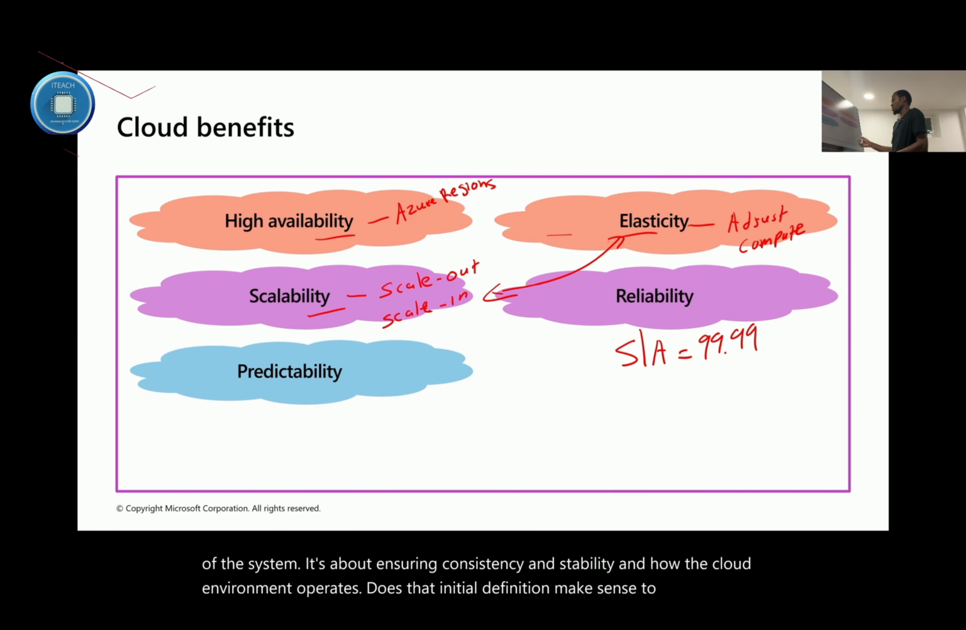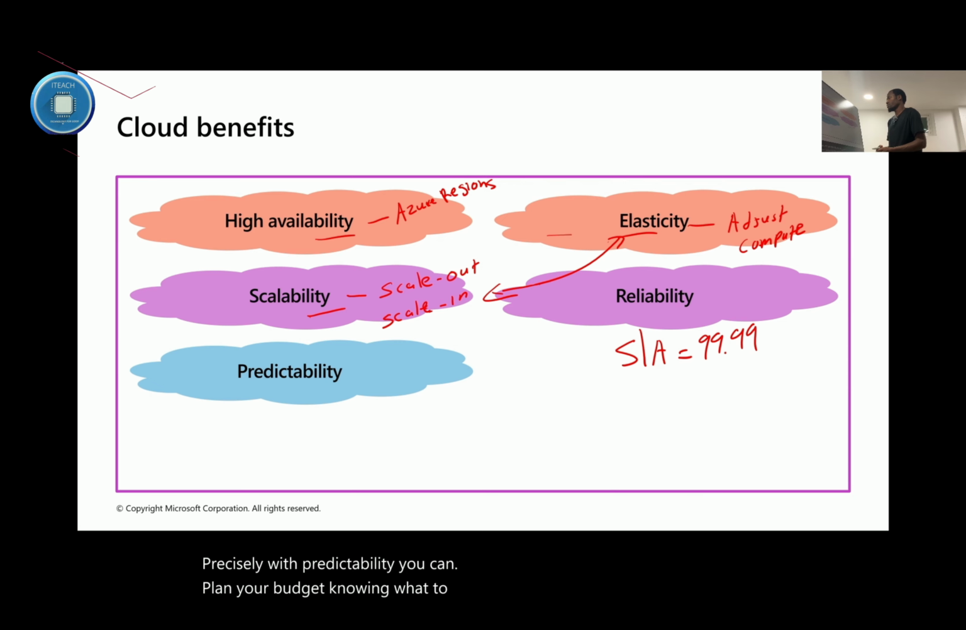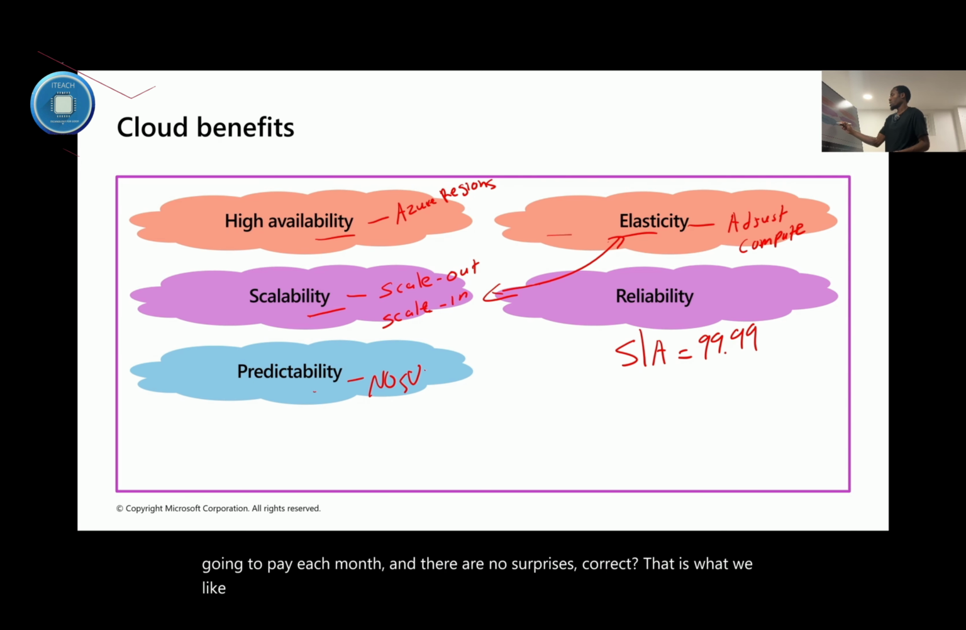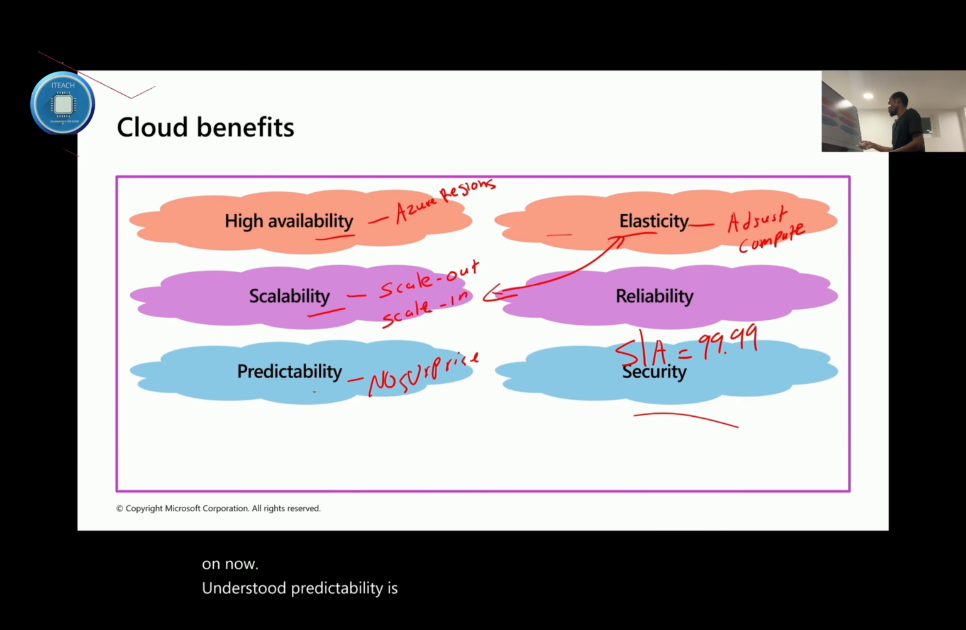That's perfect. You're predicting the cost, you know what you're going to pay every month, therefore, there's no surprises. That's what we love. Precisely, with predictability, you can plan your budget knowing what to expect month after month, avoiding unwelcome surprises. So you're predicting the cost, you know what you're going to pay each month, and there are no surprises, correct? That is what we like. So that's what a lot of companies like. So, in any case, let's see if we can move on now. Understood, predictability is definitely a desirable quality, and a lot of companies find it beneficial. So, is it time to move on to the next slide now?